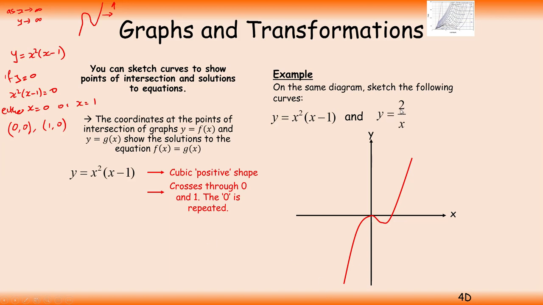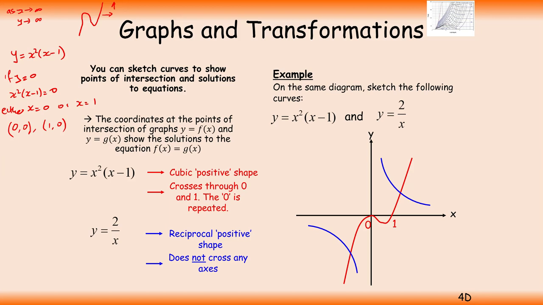And to draw the y equals 2 over x, we know what it looks like. It's going to be a curve in this quadrant and in this quadrant, but it doesn't touch any of the axes. There we go. So y equals 2 over x. So hit pause, make some notes, sketch a diagram, and when you're ready to move on, hit play again.